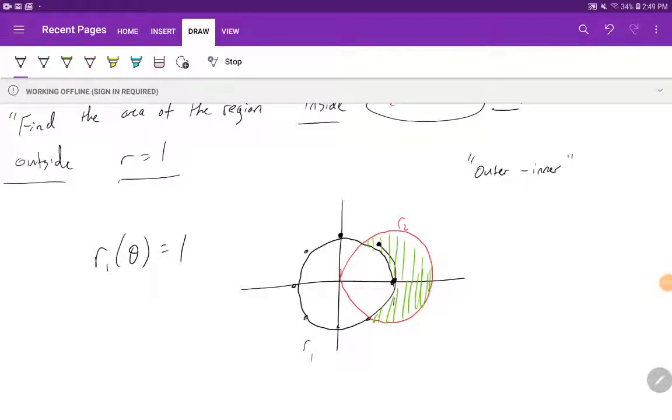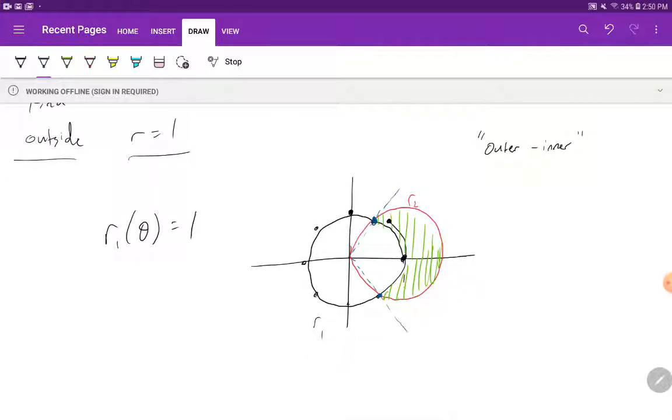And what that is, figuring out the intersection points. I'll do this in blue. Figuring out these two intersection points, right? Those are going to be some theta values, okay? Because once we figure out those two intersection points, in fact, those are going to be our bounds of integration that we're interested in, right?